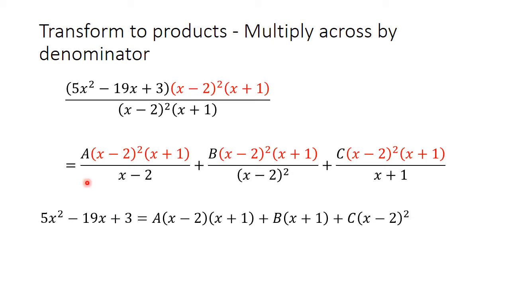For the first term on the right-hand side, x minus 2 divides into x minus 2 squared once, so we're left with a times x minus 2 times x plus 1. For the second term, we divide x minus 2 squared by x minus 2 squared. Those two terms cancel, and you're left with b times x plus 1. In the third term, the x plus 1 terms will cancel, and you're left with c times x minus 2 squared.